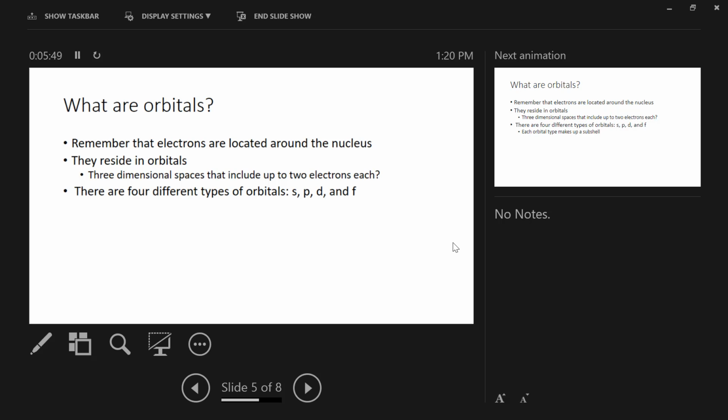So there are 4 different types of orbitals: s orbitals, p orbitals, d orbitals, and f orbitals. Each orbital type makes up what we call a subshell. So we would say something like the p subshell, the s subshell, the d subshell, and what else? And we already used p. We haven't used f yet. The f subshell.